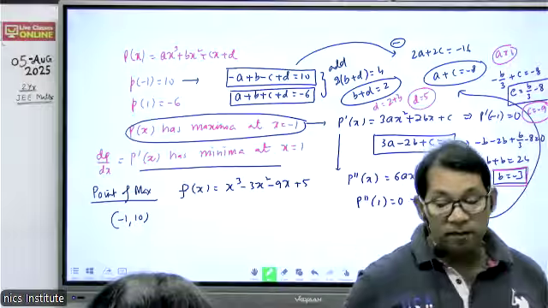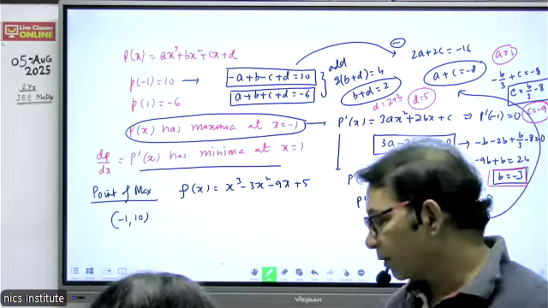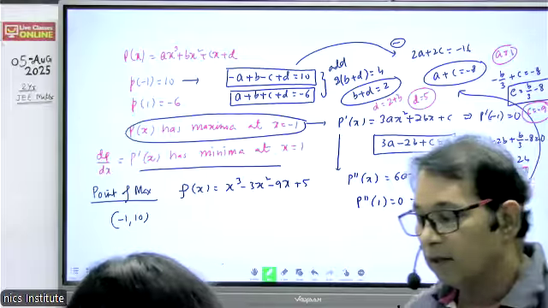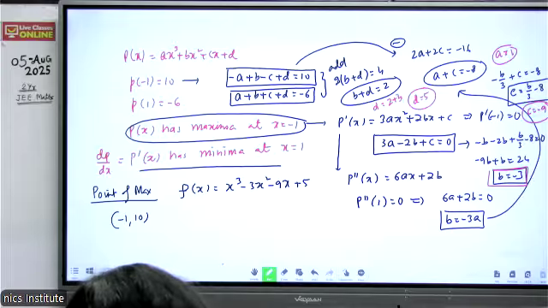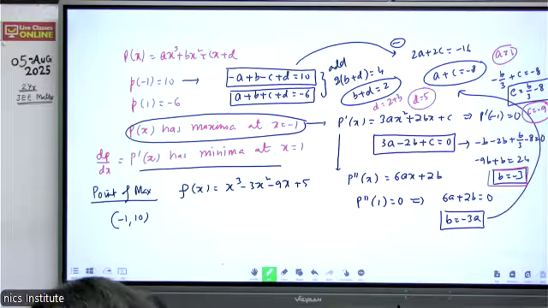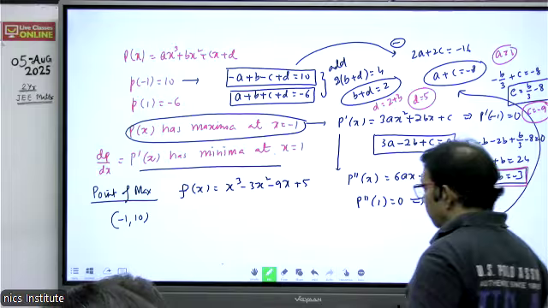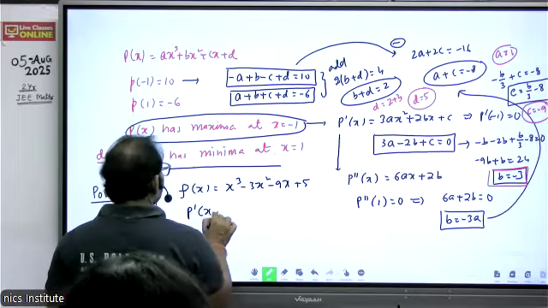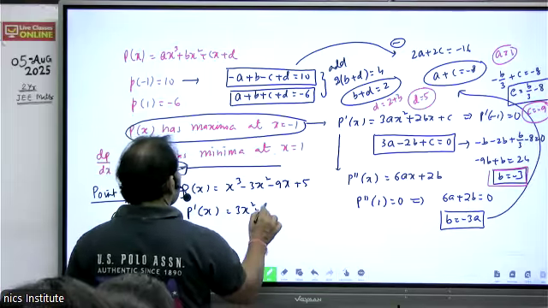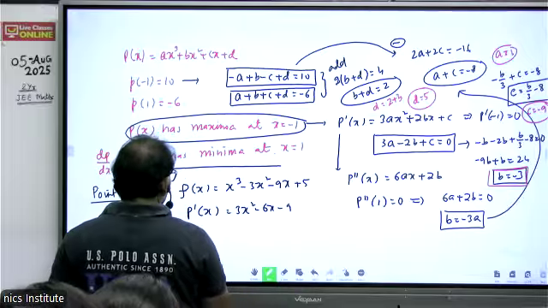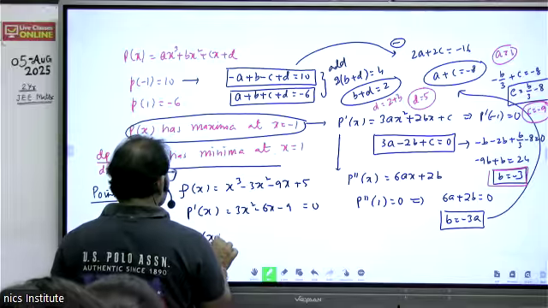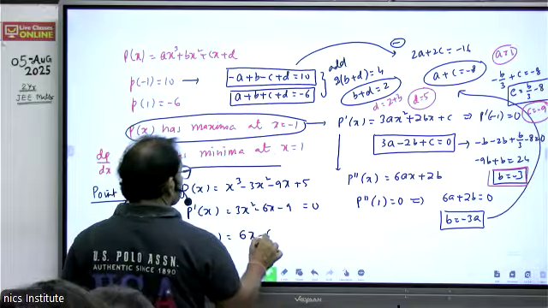अब फाइंड द पॉइंट ऑफ मिनिमम. This is point of maxima. Find point of minima by differentiating the function and equating to 0, because we need to find the distance between point of maxima and minima. Point of maxima we already have. So for point of minima, I'll differentiate. I get 3x square minus 6x minus 9 equal to 0. Again differentiate, second derivative 6x minus 6.